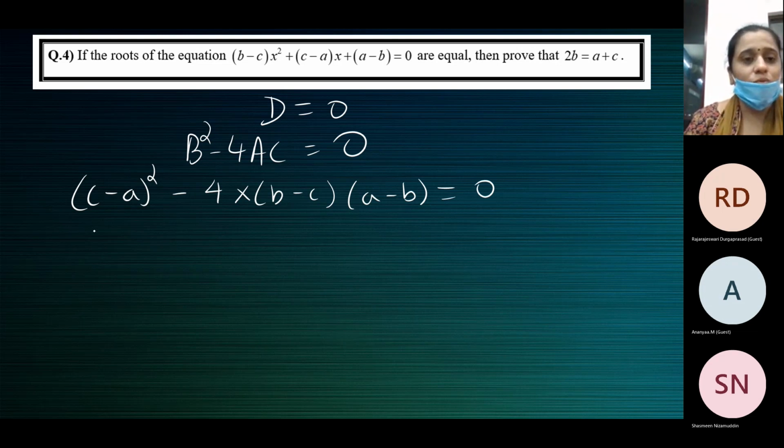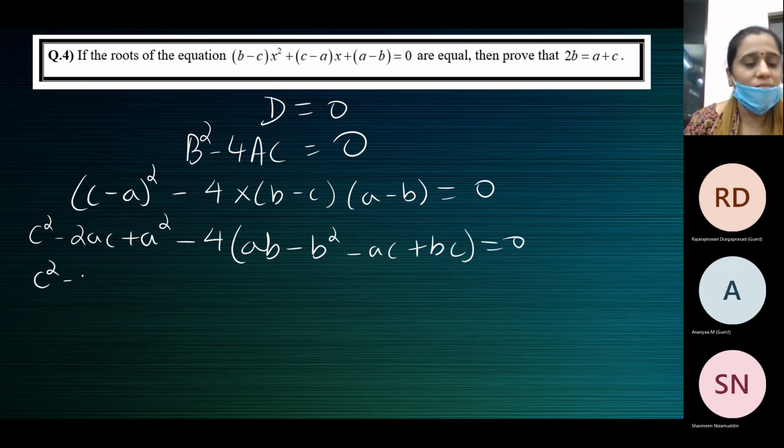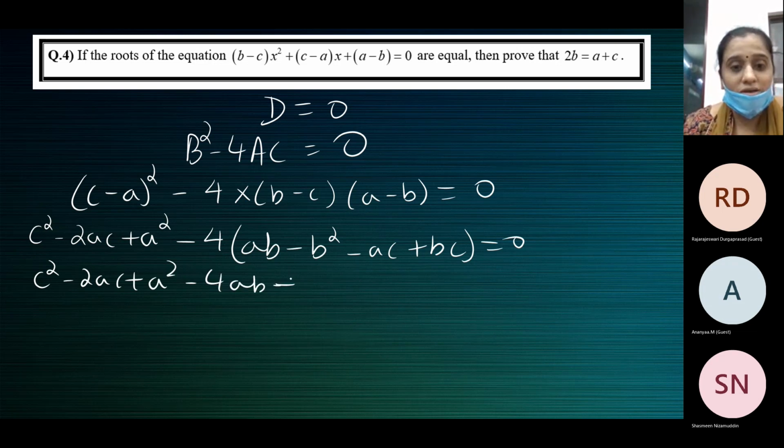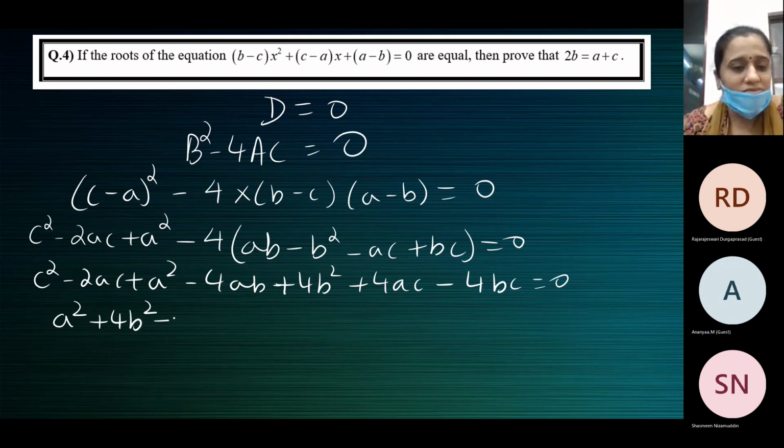All right, so what do we do? Is this correct, children? What I've written here: C square minus 2AC plus A square minus 4 into AB minus B square minus AC plus BC is equal to 0. So C square minus 2AC plus A square minus 4AB plus 4B square plus 4AC minus 4BC is equal to 0. Like terms. I'll write A square first, then 4B square, plus C square.